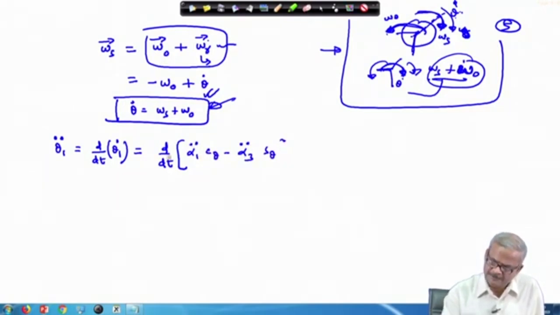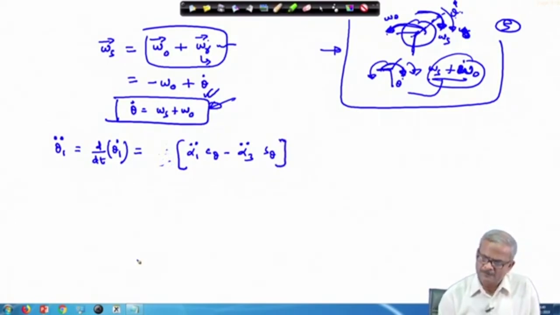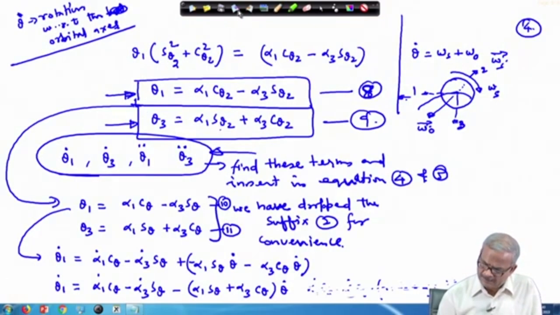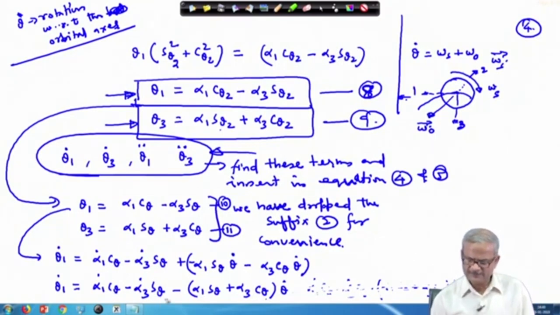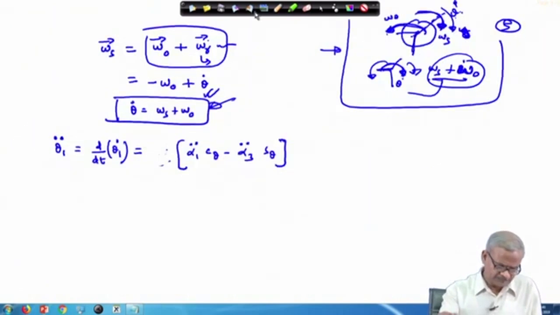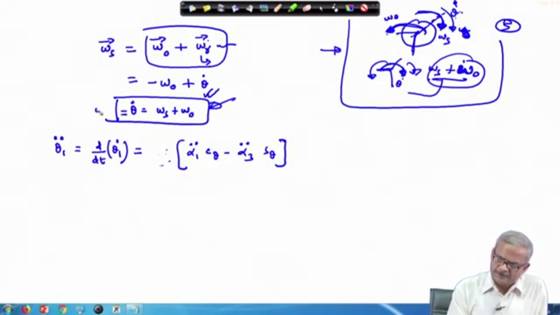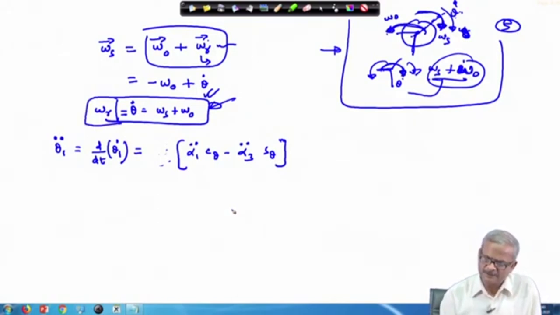So, directly we are differentiating the first term. So, we remove this part here. And then the other part, this particular part, we have to take the derivative, and also c theta and s theta need to be differentiated. So, theta dot we can write as omega r, so that we may be comfortable with writing.